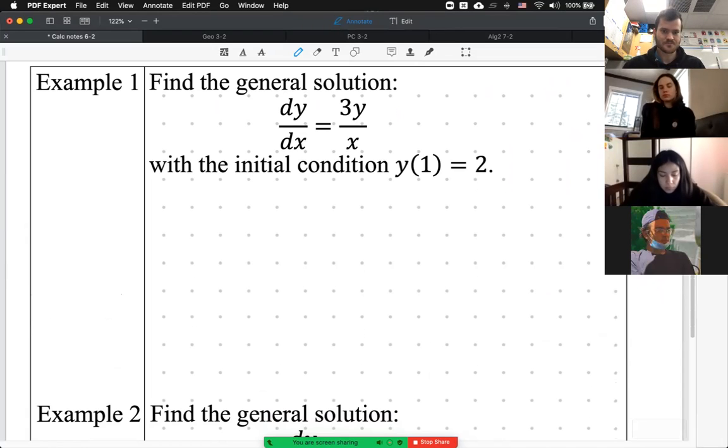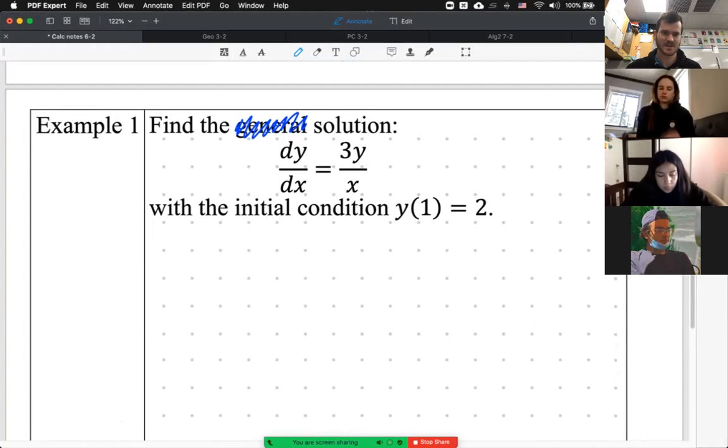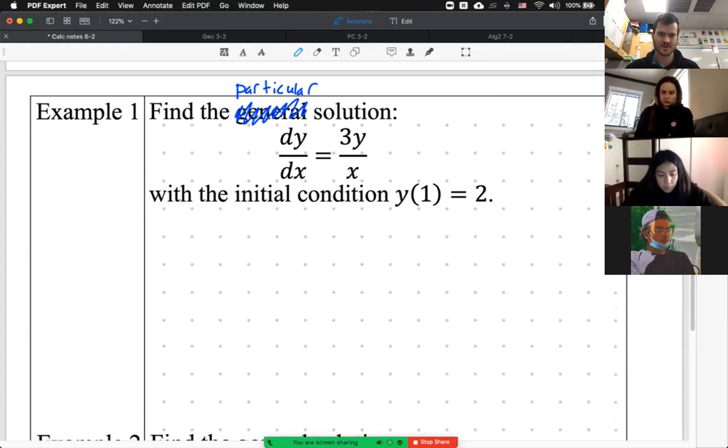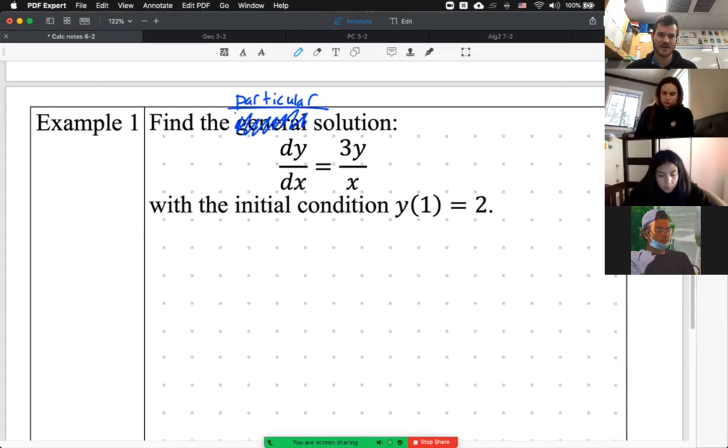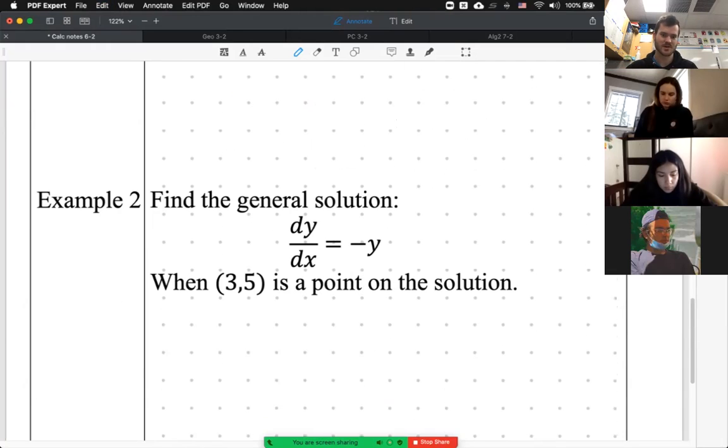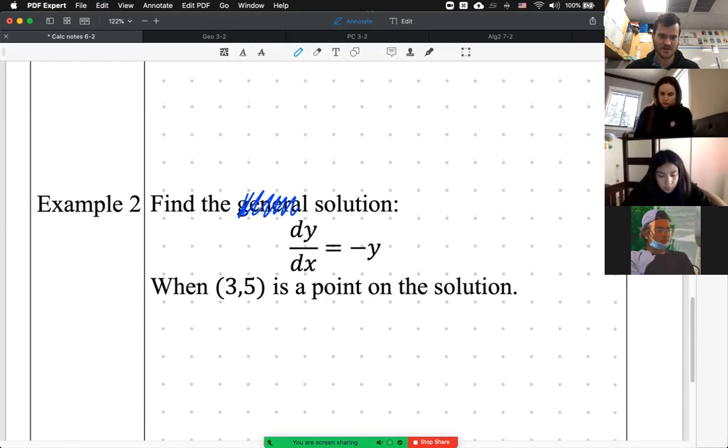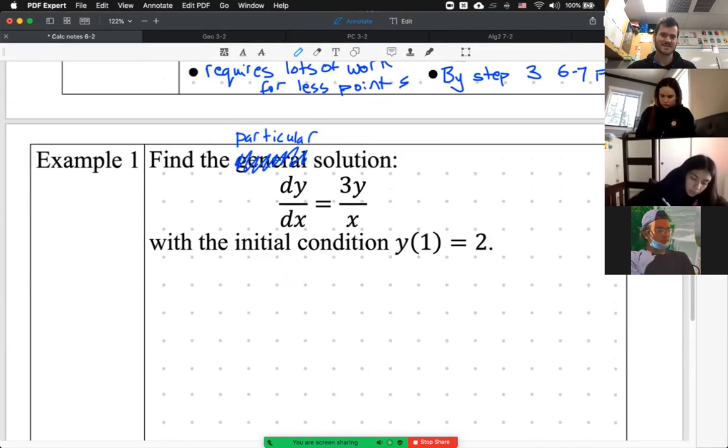All right, example 1. There it is. Find the general solution with the initial condition y of 1 is equal to 2. And I really should rewrite these problems because that's not how they look on the AP test. I really should say find the particular solution, because this keyword particular means that you're going to be doing this process. So I need to change that for next year. Find the particular solution when that is a point on the solution. Yeah, because that's the giveaway.